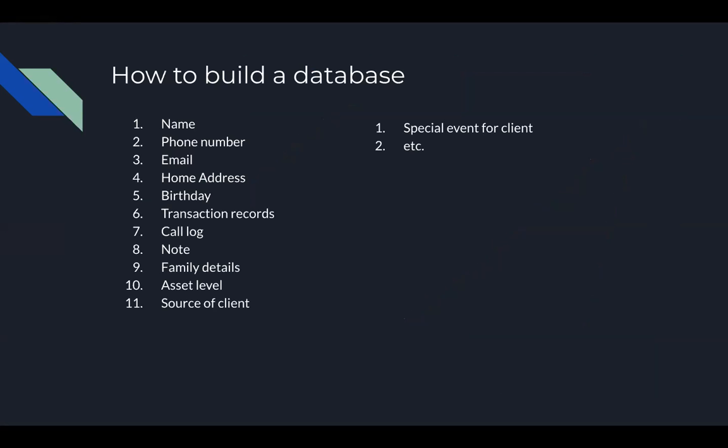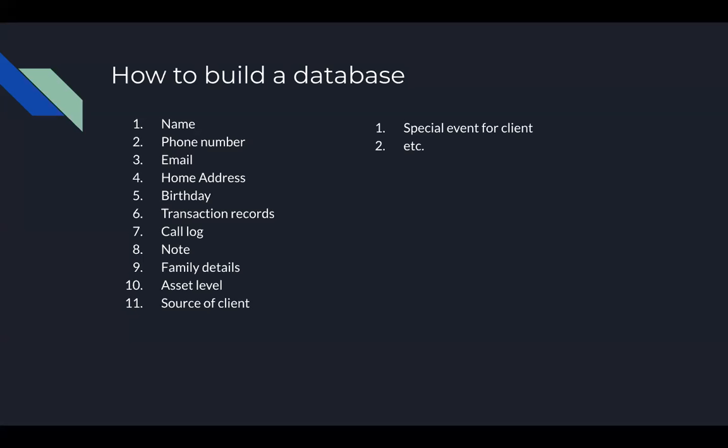So how to build a database? First, you need a name, phone number, and email. That's a simple version. And if you want to go into detail, you can add their home address, birthdays, and transaction record: how many deals you've done with them, and when you did a deal with them, right? And the call log: what did you talk about the last time you called the client? And make some notes about special things.